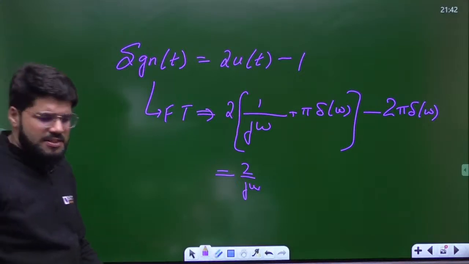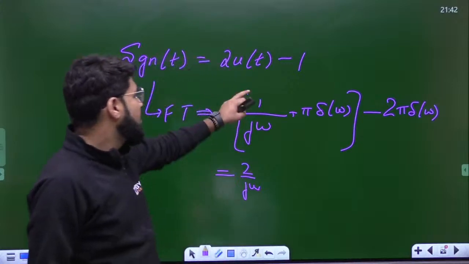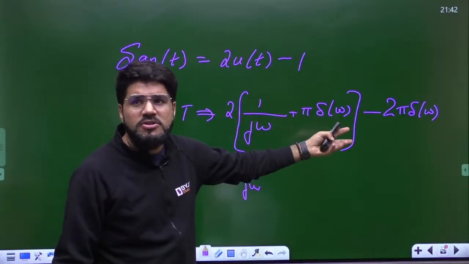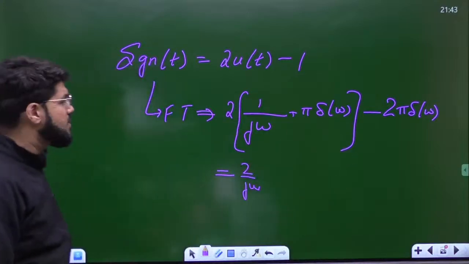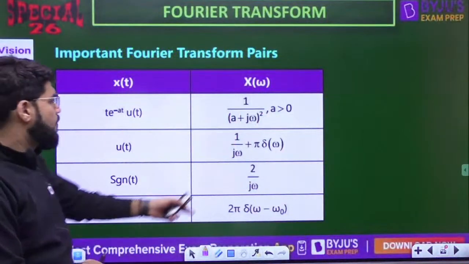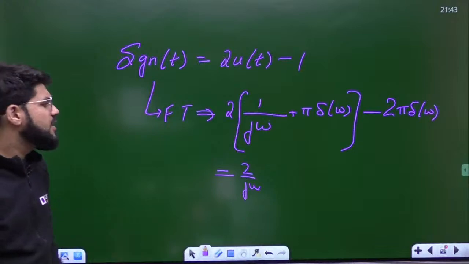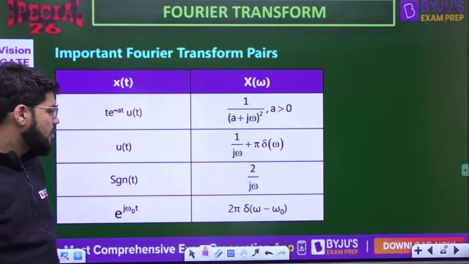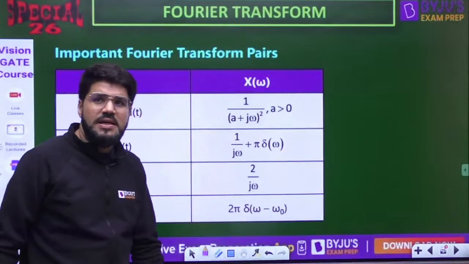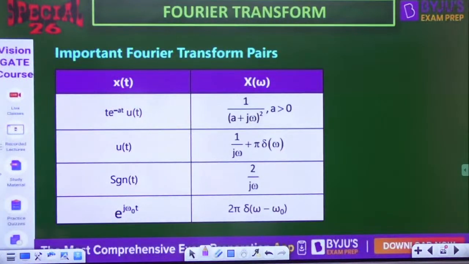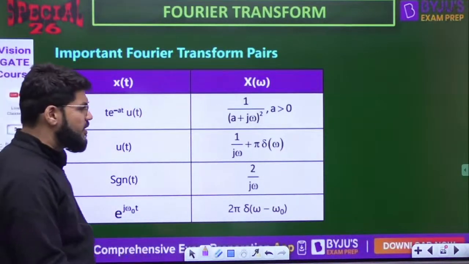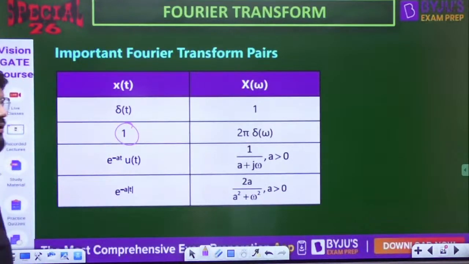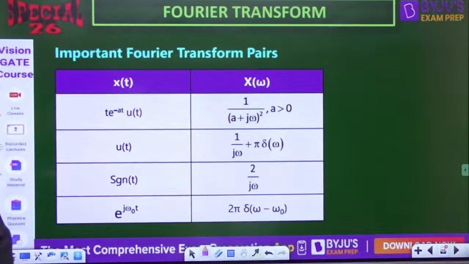For u(-t), just reverse the ω. So you'll get -1/(jω) + πδ(ω). This will remain δ(ω) because of even symmetry in the impulse. So 2/(jω) is the Fourier transform for signum. Now e^(jω₀t) gives 2πδ(ω-ω₀). This can be derived using frequency differentiation: you apply the frequency differentiation to the result for 1, and you will get the answer.